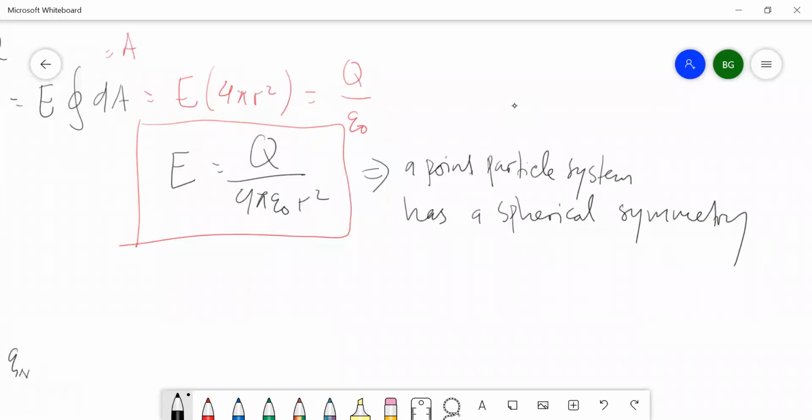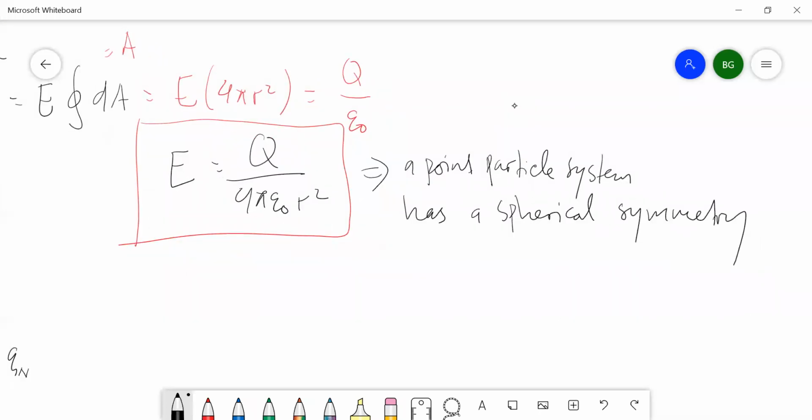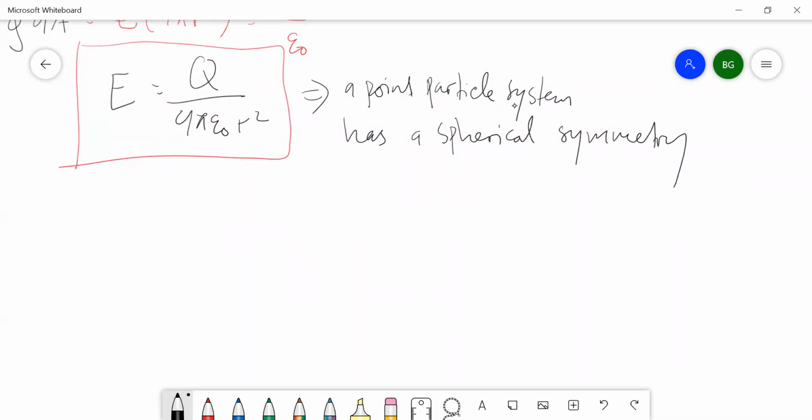Okay, a point particle system has a spherical symmetry. It means that it is easier to solve Gauss law.